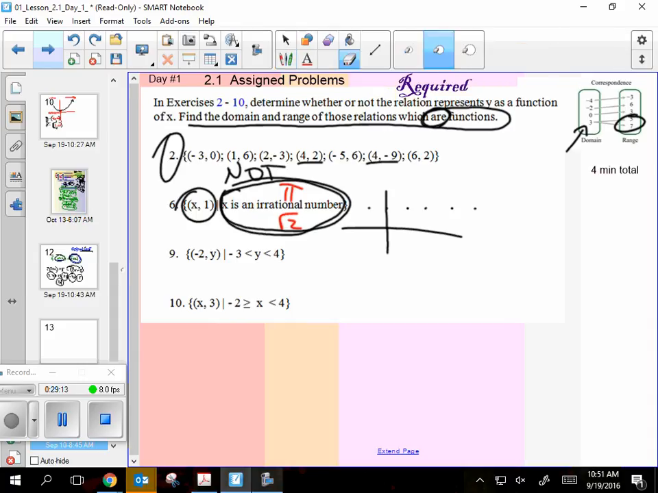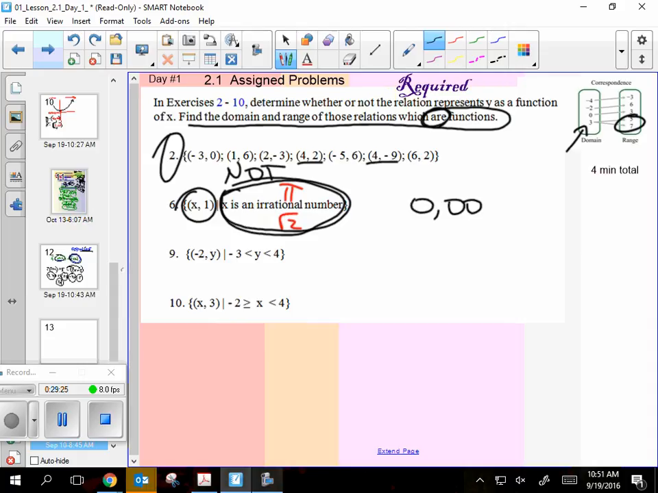Since it is a function, you have to now say, what's its domain and range? Domains are the x's. They tell you right there what the x's are. Now, you can't list this like 0 to infinity. How do I write my domains? You just write domain, and then you say it in words. What is the domain? All what? Irrational numbers. Good. Good enough.